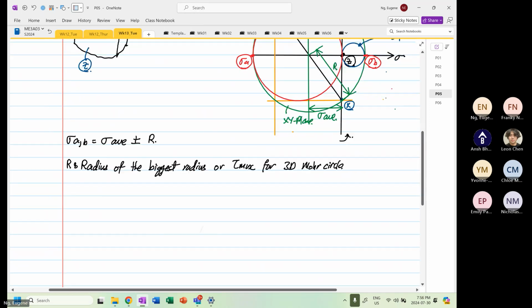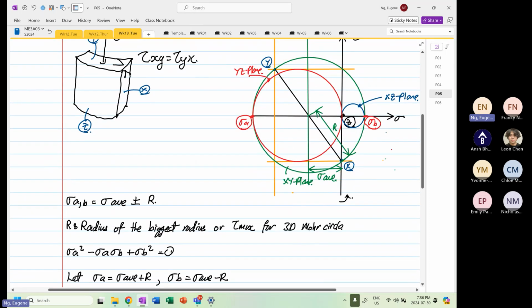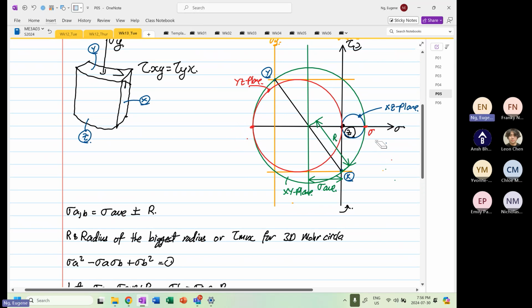Okay. So we know that we are going to be in the form. So based on von Mises criteria, we have stress A squared minus stress A stress B plus stress B squared, and this is equal to 0. So we are going to let stress A be equal to stress average plus R, and we're going to let stress B be equal to stress average minus R. Okay, so I'm going to flip the sides. So this is my stress B, and over here, this is my stress A.